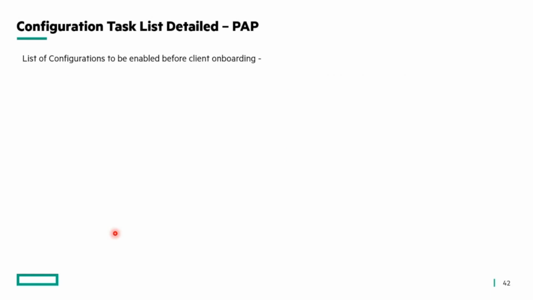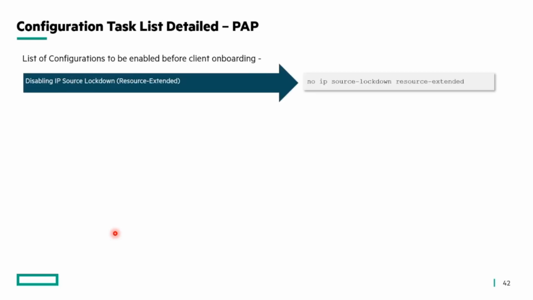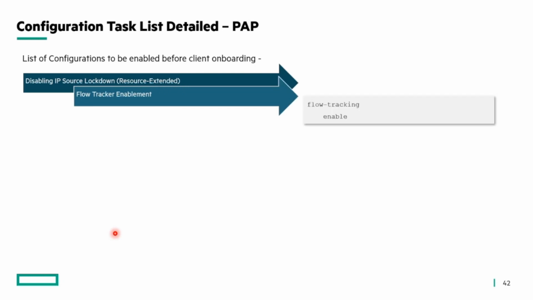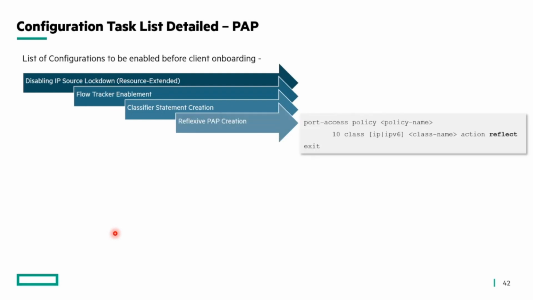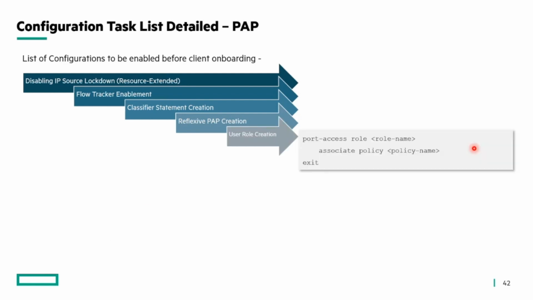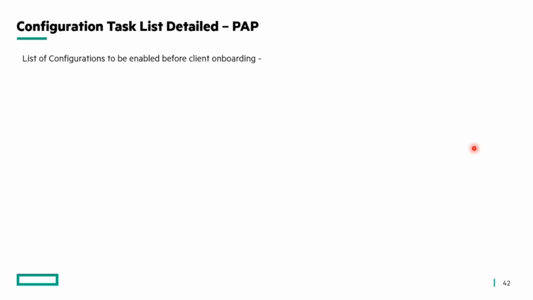As I said earlier, I'll be explaining in detail the configuration task list here. So for the client to be onboarded with the reflexive PAP, let's see the configuration task list. First is disabling the IP source lockdown resource extended for increasing the IP flow table size. Next is the flow tracking enablement. Next is the classifier statement creation you have to do. Once that classifier statement is created, you have to associate it to the policy with action as reflect. And this policy has to be associated to the rule. So this completes the configuration for that.